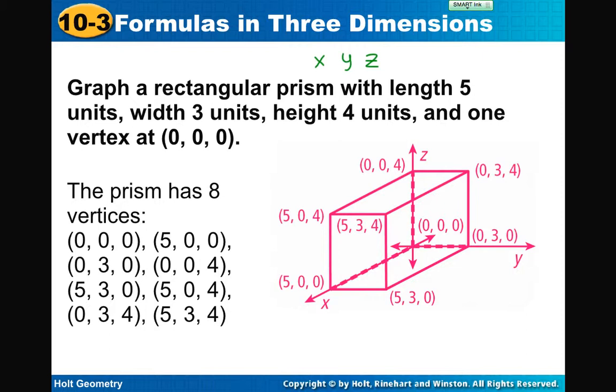So without really looking up there, can you tell me what the point out here would be? I think the dimensions are 3, 4, 5. So to get to this point, from 0, 0, 0, we have to go forward. How far? 5. Left and right? Nothing. Up? 4. Okay? So 5, 0, 4.